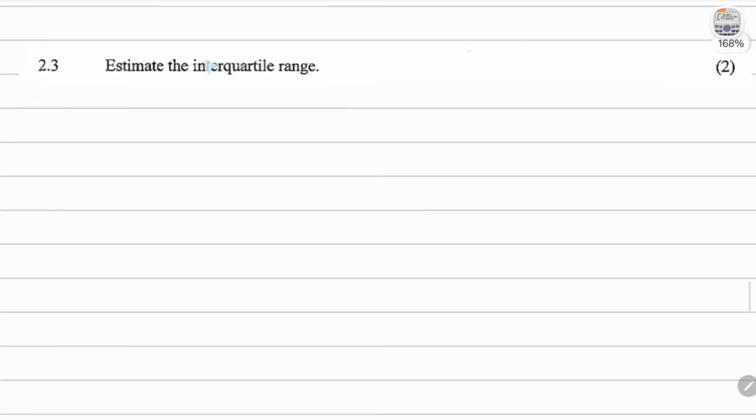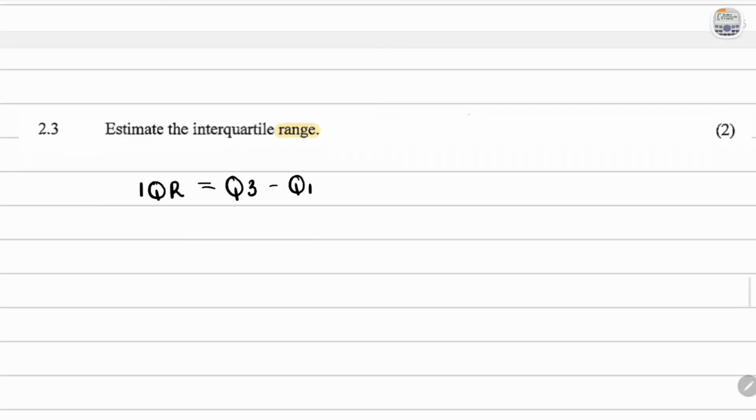The next question, 2.3, says, estimate the interquartile range. Okay, and that is also called the IQR, interquartile range. And we find this like this. It is Q3 minus Q1. Okay, it's really the range of your quartiles because it's a range. So we know what Q1 is, we just found it. We need to find Q3.